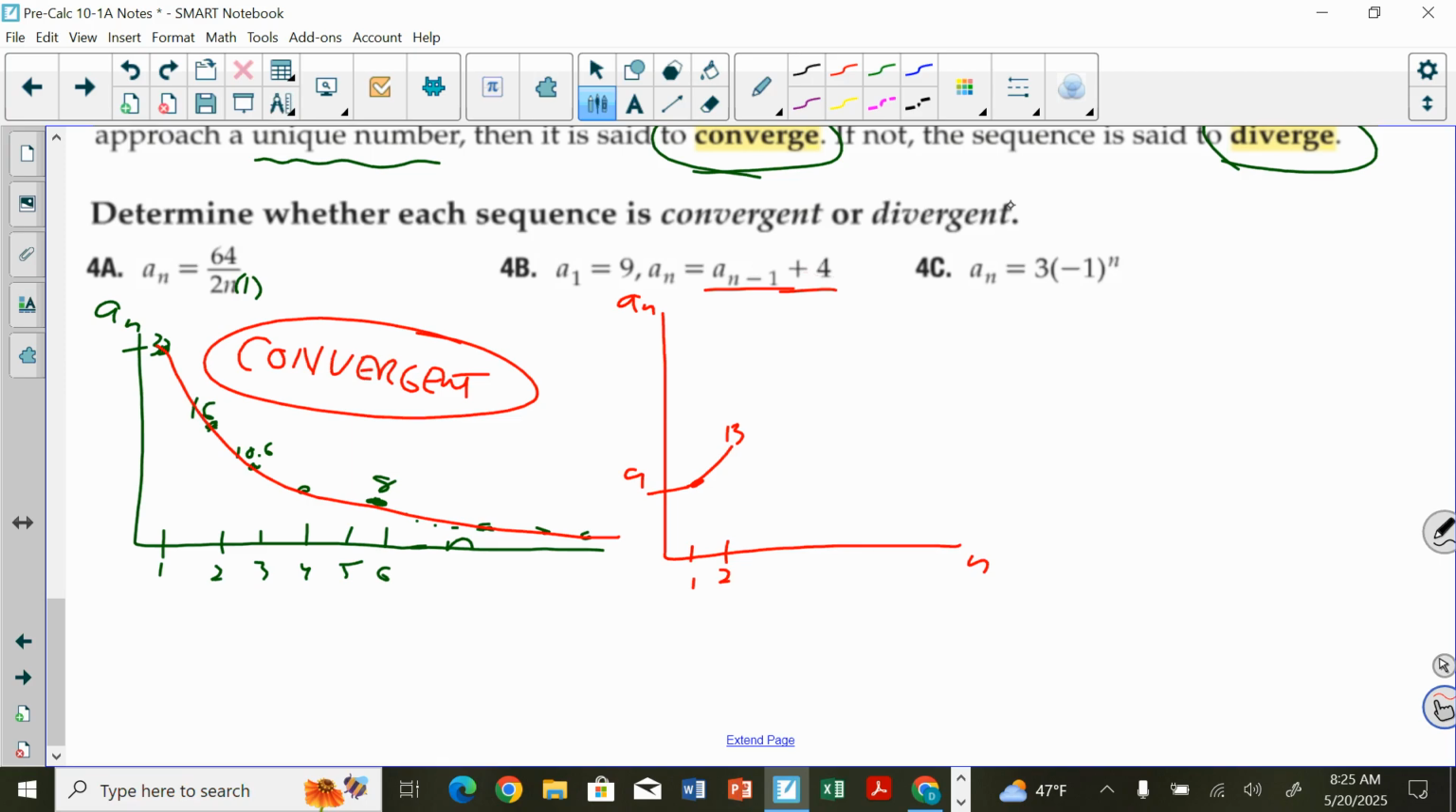13 plus 4 is 17. And then 17 plus 4 is 21. For each of these numbers, they're going to keep going up. And you can see that this thing is going to eventually go further and further up. So the end behavior is going to approach infinity there. So this would be divergent.